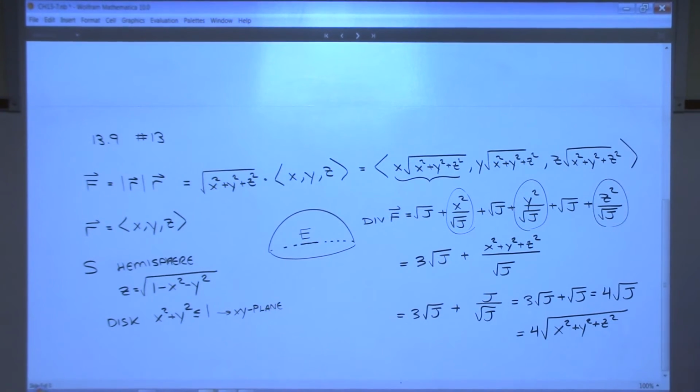There it is. Okay, so any questions? I look at this and I say, I really don't want to integrate this, because this is going to be our integrand.